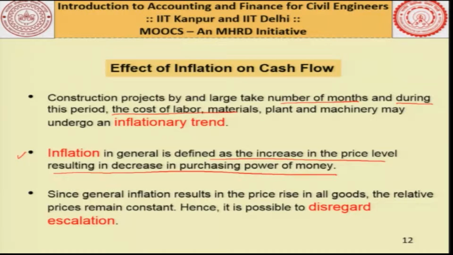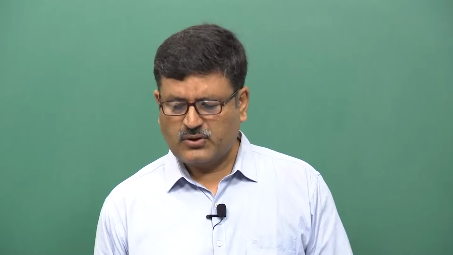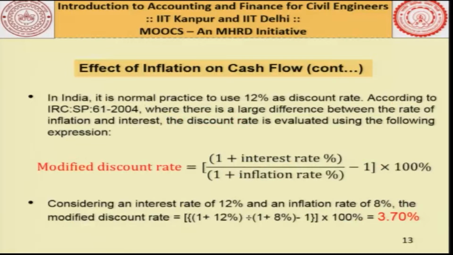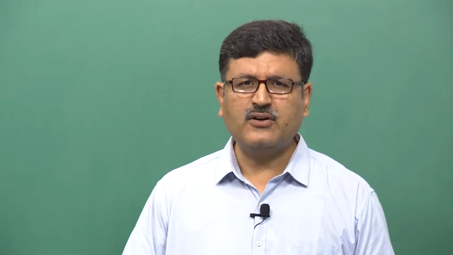Now, when we see general inflation, you will find that the price rise is more or less uniform. So, the relative prices remain constant. So, sometimes it is quite logical to disregard escalation, right? However, if you look at the Indian practices, especially the one recommended in IRC SP 61/2004, they say that when there is a large difference between the rate of inflation and the rate of interest, you should calculate the modified discount rate. In fact, they have also suggested one formula. We will see this formula. But as long as the inflation is small, we need not even worry about this.